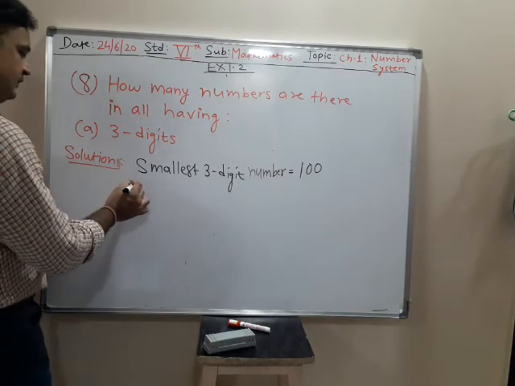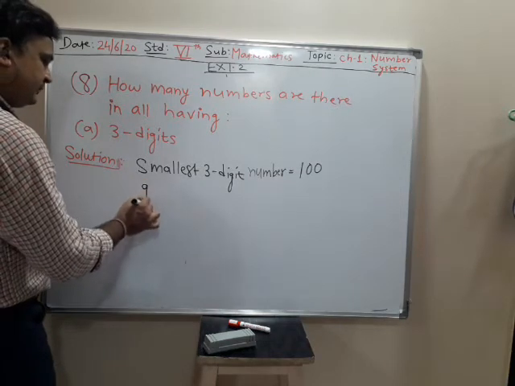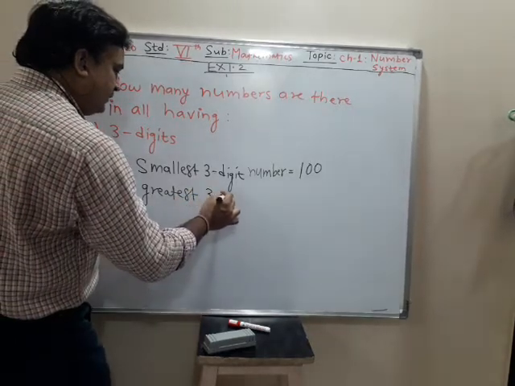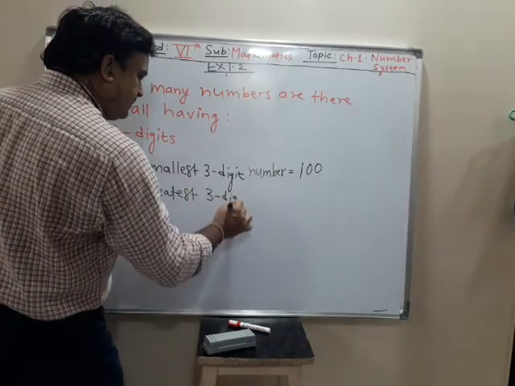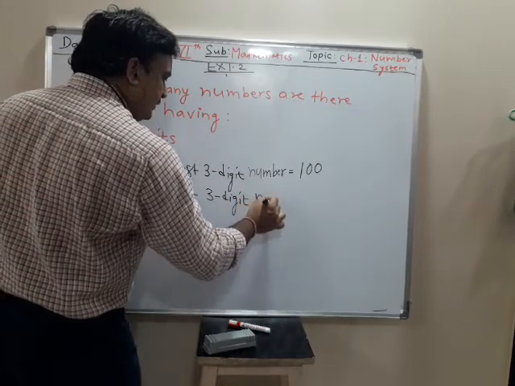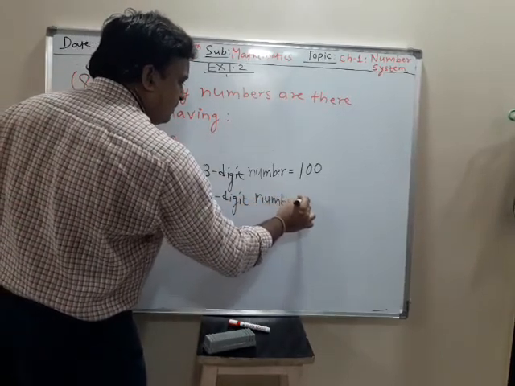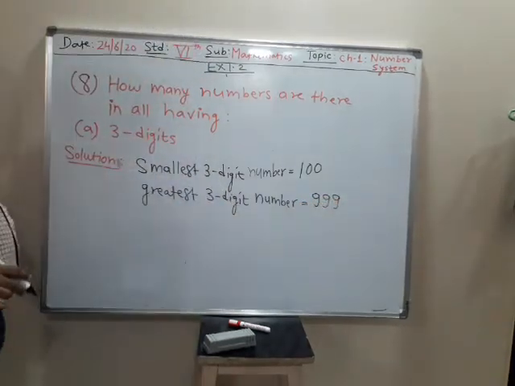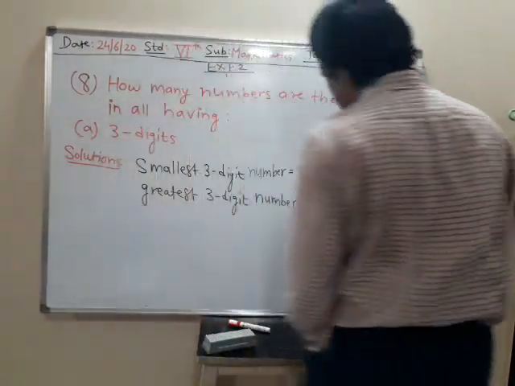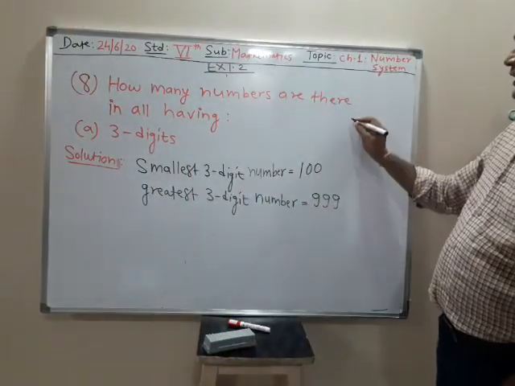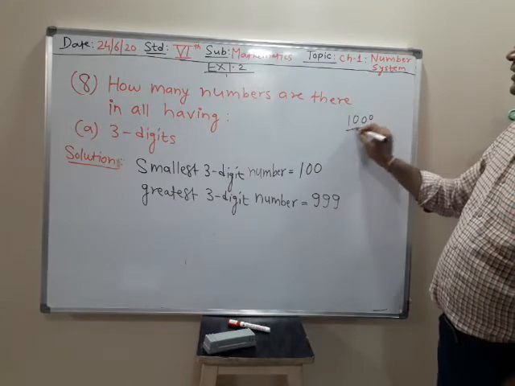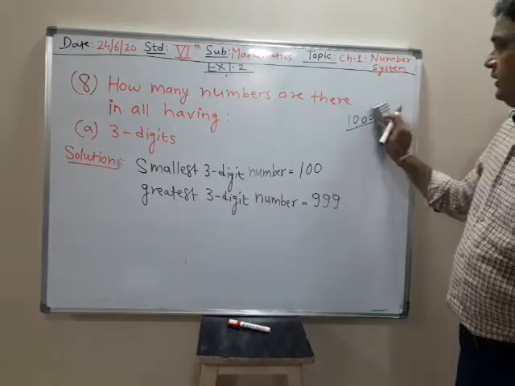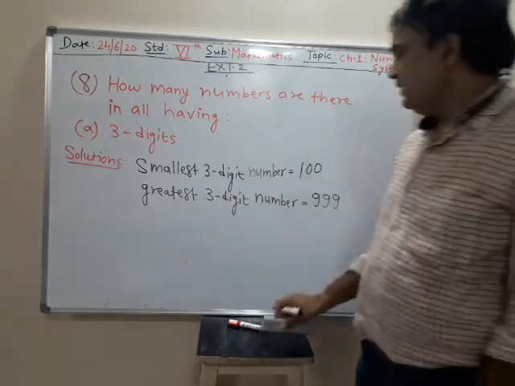Let us find the greatest 3-digit number. The greatest 3-digit number is 999, because after 999 it is 1000, and 1000 is 4-digit. The greatest 3-digit number is 999.